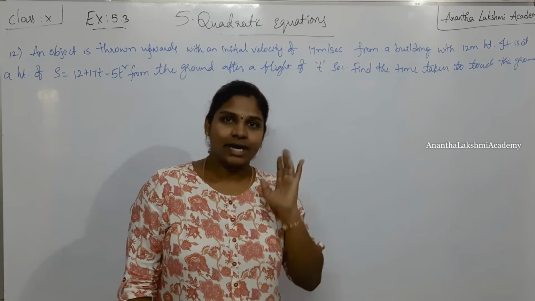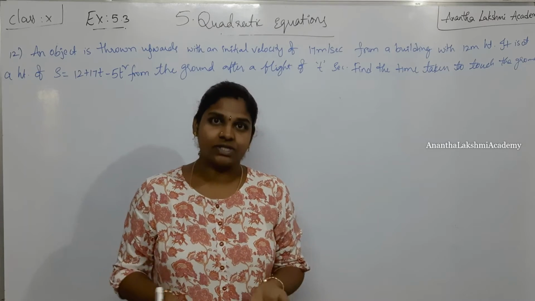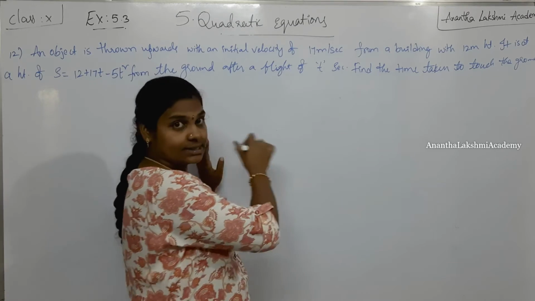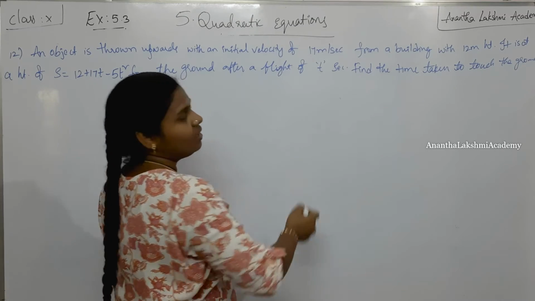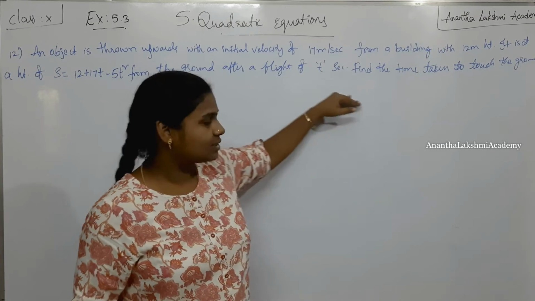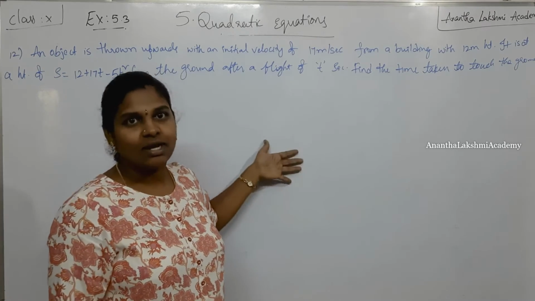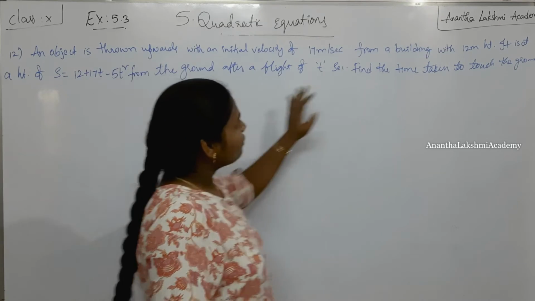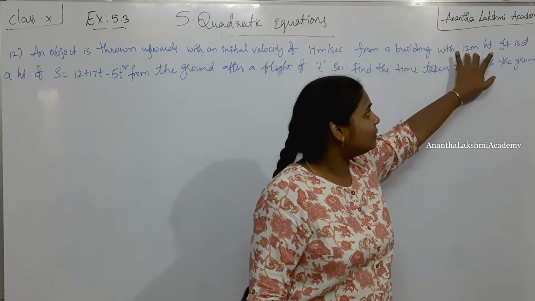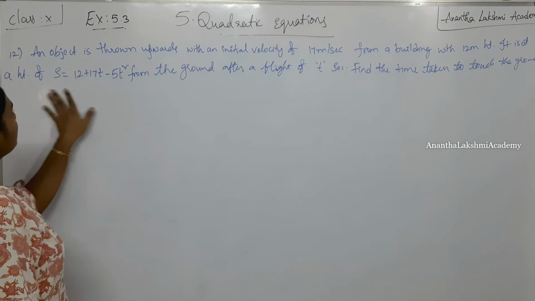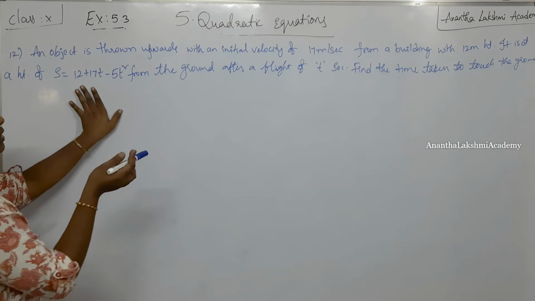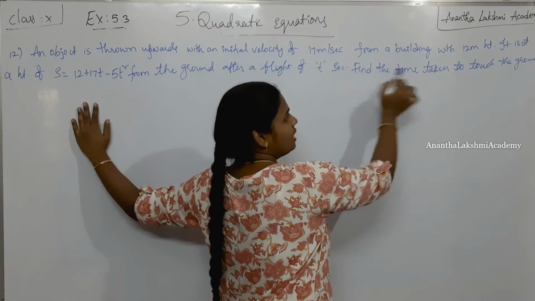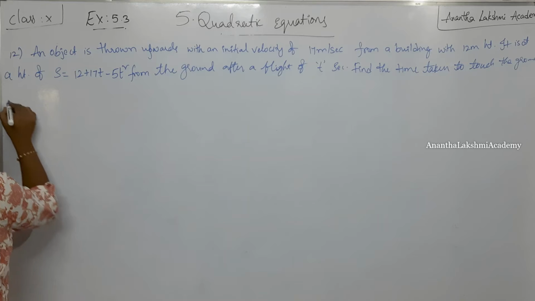In the introduction video, I have told you that the uses of quadratic equations are clearly given in the textbook, in the use cases. One of the use cases is this: an object thrown with an initial velocity from a building encloses a trajectory path and finally ends up in a quadratic equation. That was one of the use cases, and this is a problem based on that use case. From a building, the height of the building is 12 meters. The object is at a height of S from the ground after a flight of t seconds. Find the time taken to touch the ground.